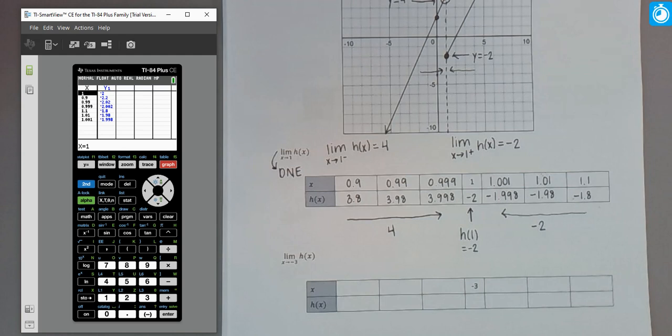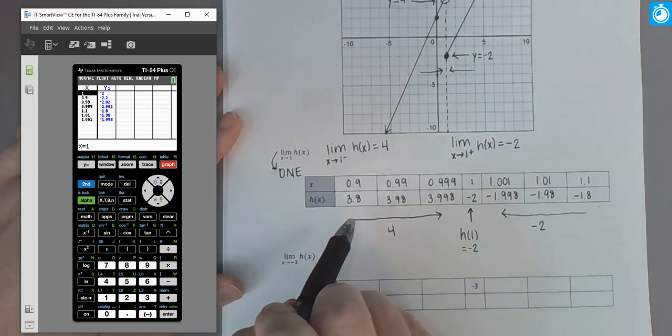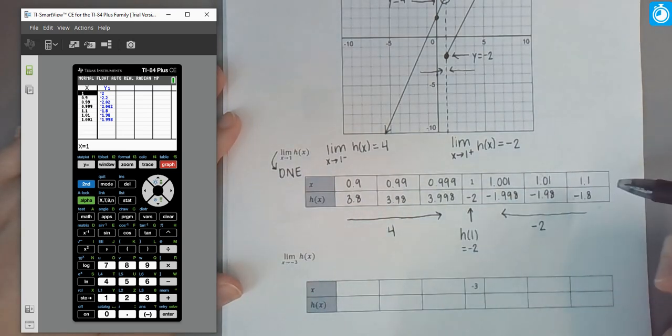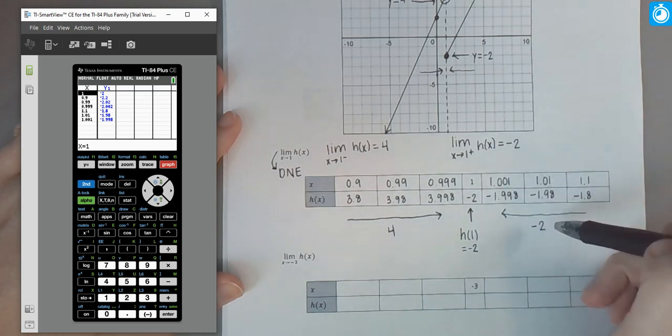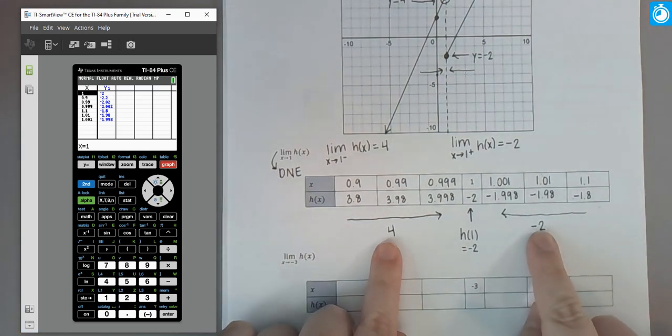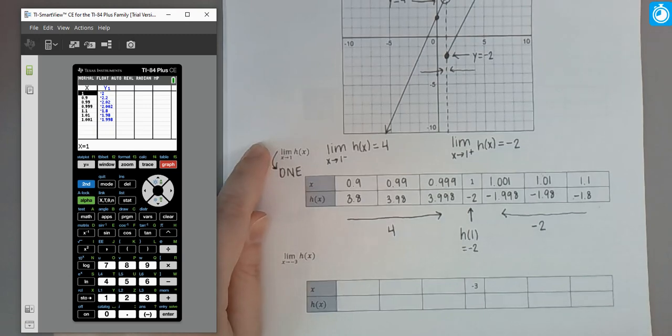But again, if we're interested in the limit, we're trying to determine the limit of our function as x approaches 1. As we approach from the left, the values indicate that our function is approaching a value of 4. And as we approach 1 from the right, the values are approaching a function value of negative 2. Because those don't meet in the middle, because there's that gap, we're not approaching the same value. That again is confirmation that this limit does not exist.